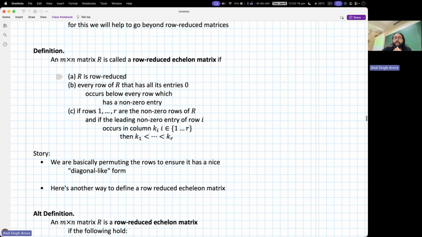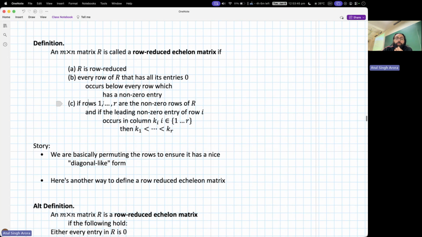So the first requirement is that it has to be a row reduced form. So this is fine. Now it says every row of R that has all entries 0 occurs below every row which has a non-zero entry. So if you have a row which has all entries 0, those have to be at the very bottom of the matrix. That is the first requirement.